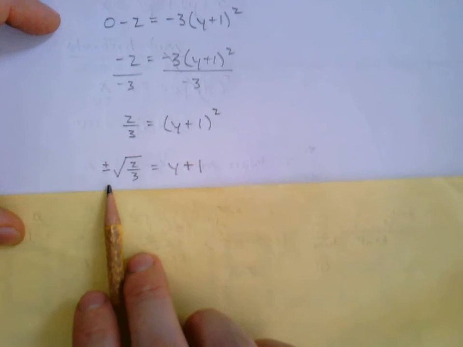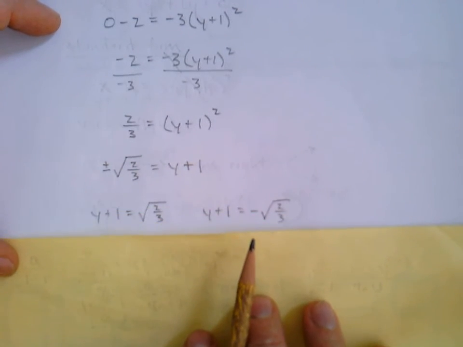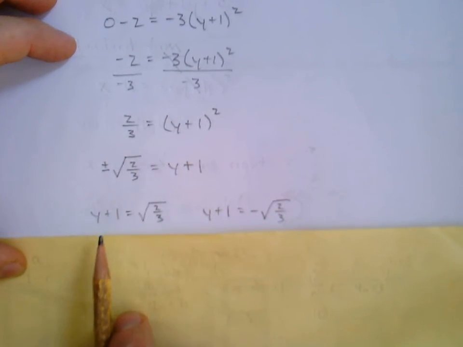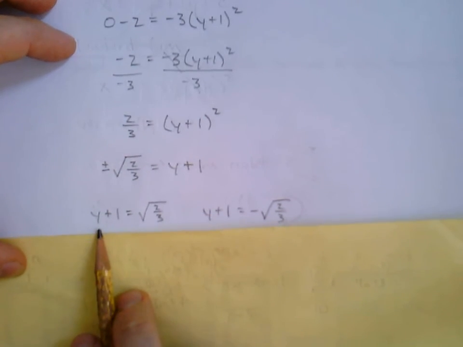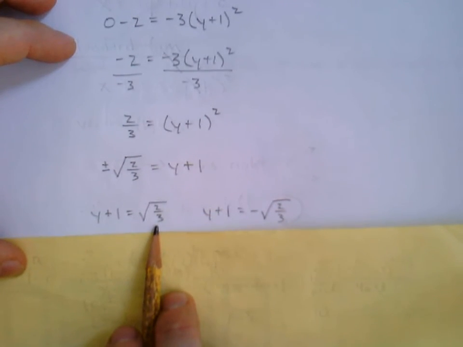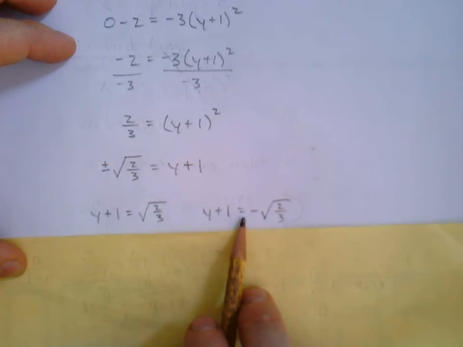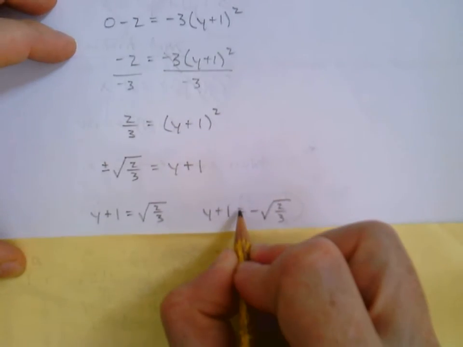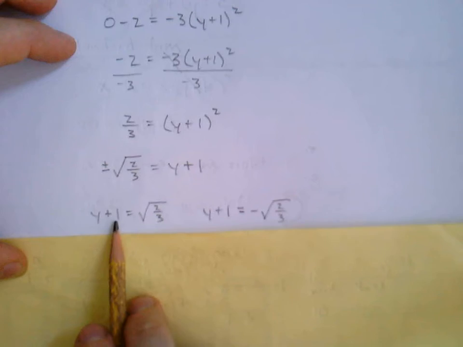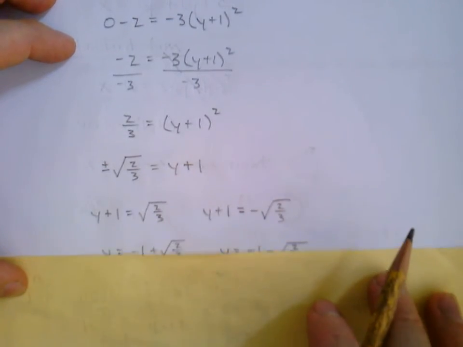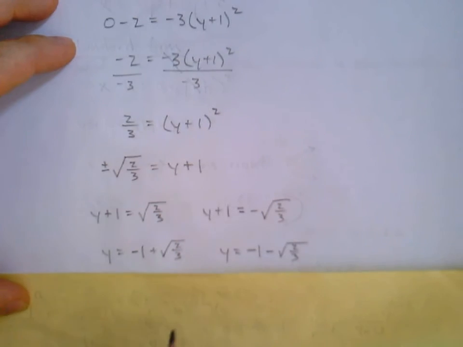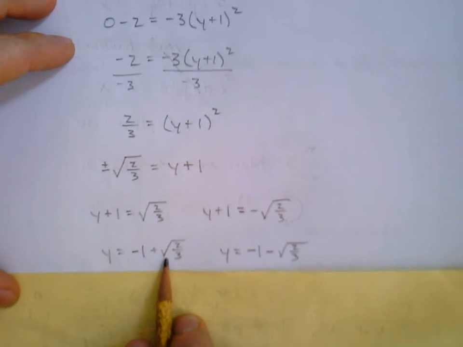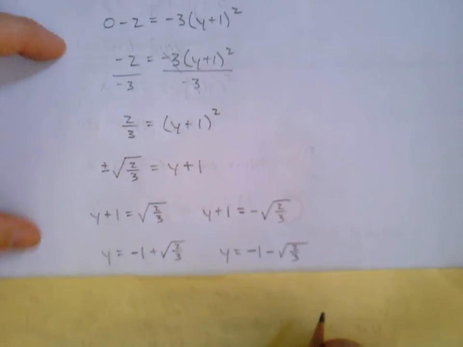Okay. Now, because we have the plus minus, we need to think of it as two separate equations. And I just went ahead and put the y plus 1 on the left. Seemed a bit more natural. Y plus 1 equals square root 2/3. Y plus 1 equals negative square root 2/3. And of course, we need to subtract 1 from both: negative 1 plus square root 2/3, negative 1 minus square root 2/3.